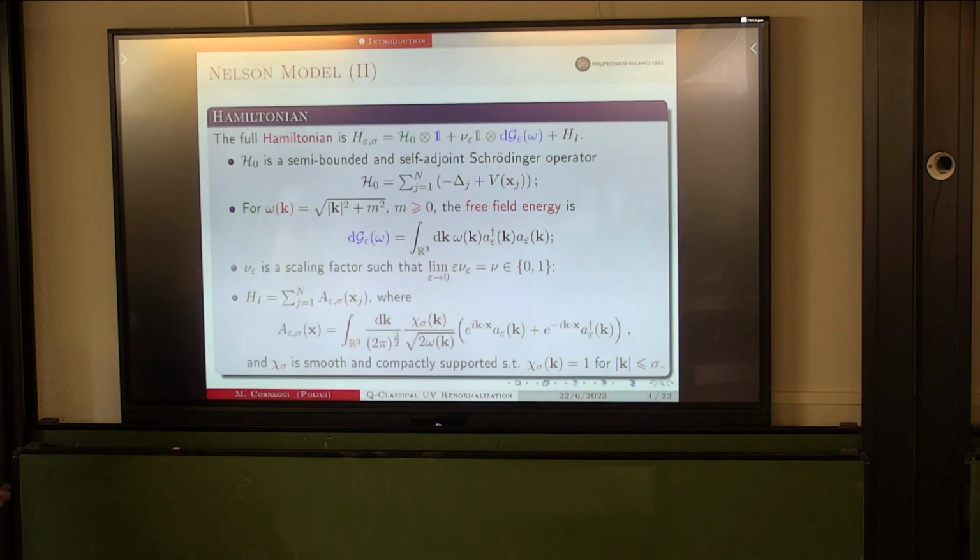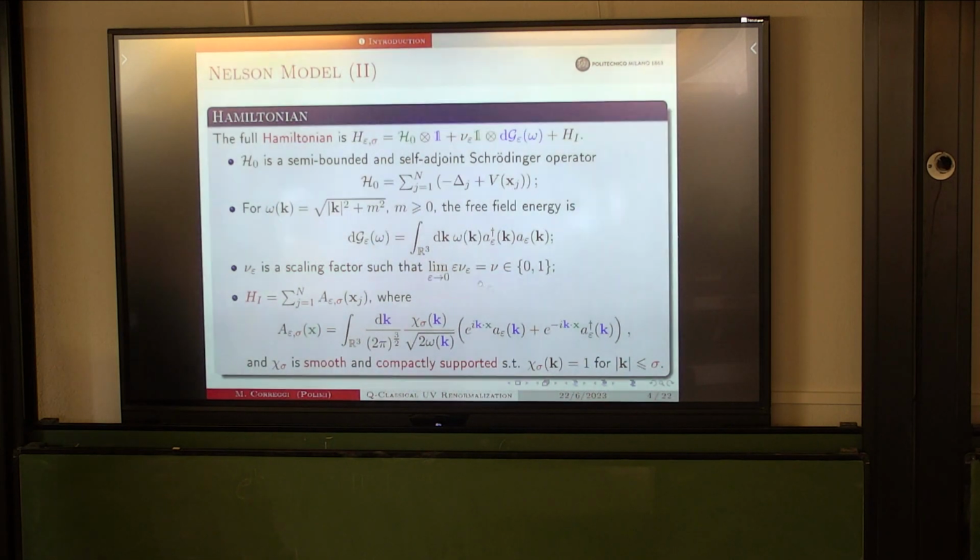There is a parameter appearing here, this nu epsilon in front of the field energy. That's going to be an important scaling parameter for the dynamics. I will comment on that later. Just think of it as being either 1 or 1 over epsilon. In fact, those are the only two relevant scalings. Any other scaling can be recast in this form up to rescaling of the variable. According to the limit that you get, either 0 or 1, you may get two different schemes for the dynamics.